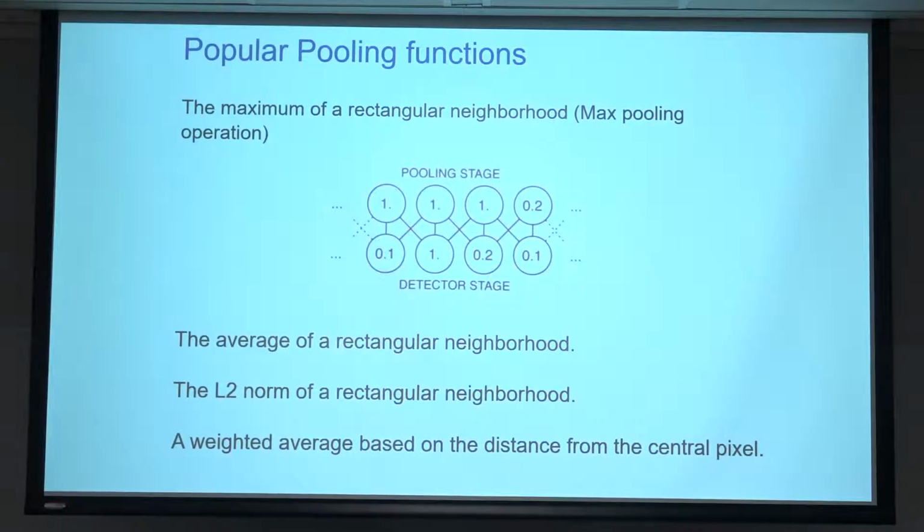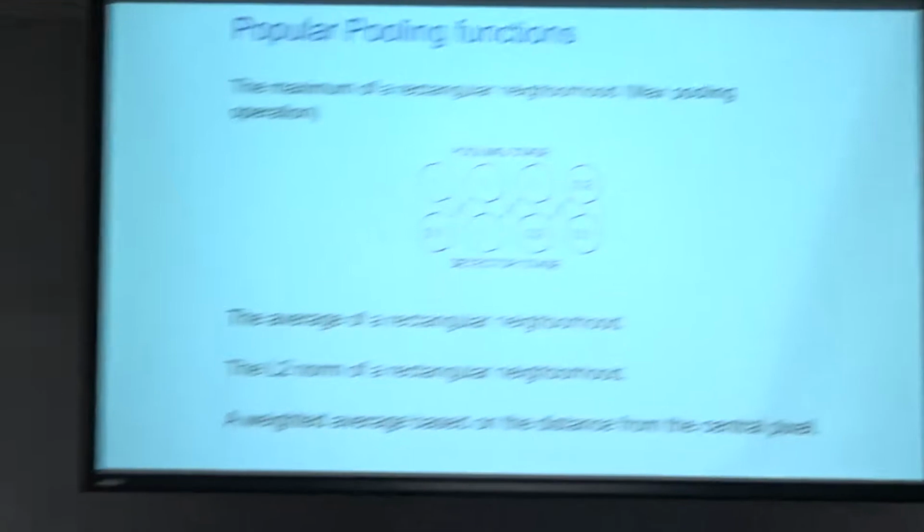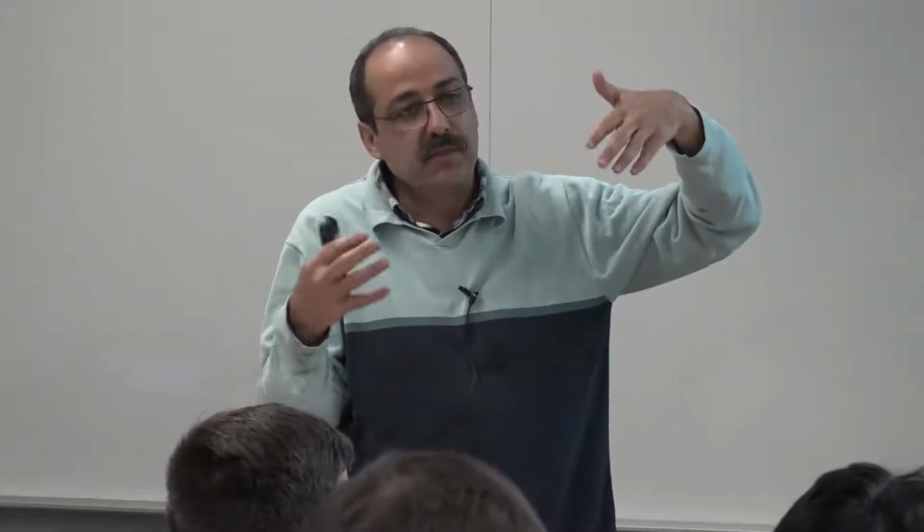So pooling, as I mentioned in the previous lecture, is sort of summary statistics. You have a feature map and you want to summarize it. You can summarize it in many different ways. You can take the average of a region. You can take the L2 norm of a region. You can report the max of a region.